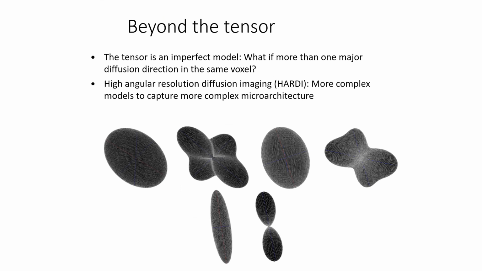But as I said, the tensor is really an oversimplification of what white matter looks like and what the water is doing in the brain. And so there's what we call high angular resolution diffusion imaging. HARDI is our acronym for it. This allows for more complex mathematical models to look at the microarchitecture.